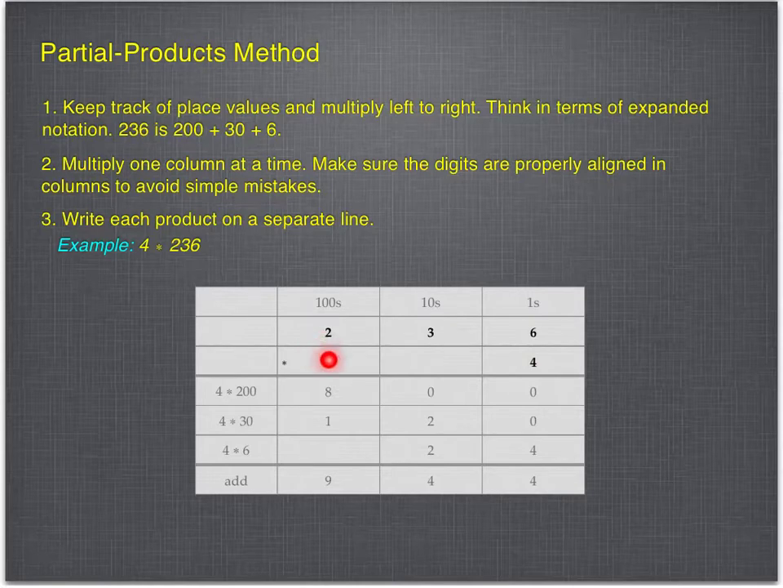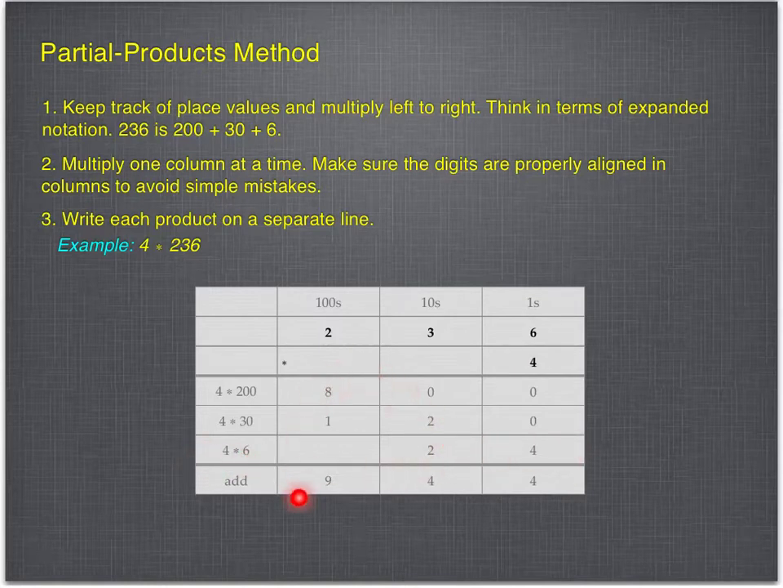And this isn't just 2, it's 200, right? So that's where I get 4 times 200 gives me 800. Okay, that I could easily do mentally. Now this is also not just 3, it's 3 tens. So it's 4 times 30, which is where this comes from, gives me 120. And here's 4 times 6, and 4 times 6 is 24.